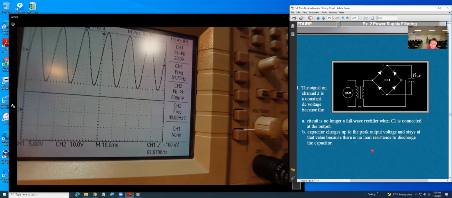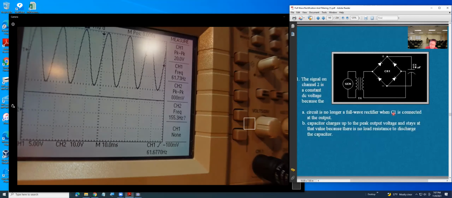Okay, so which one do you think? I think B. B is correct. The thing is, you get the signal input, so it charges the capacitor up, okay? And it is not connected to any load, so it cannot be discharged, okay? That will be B.